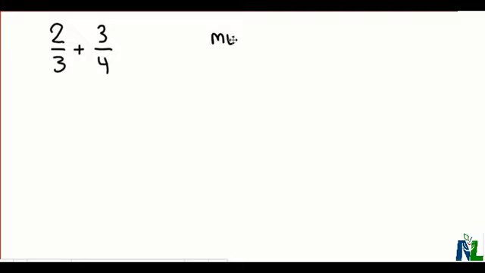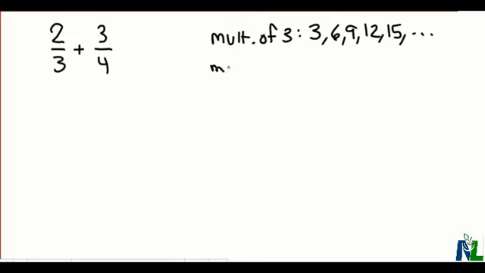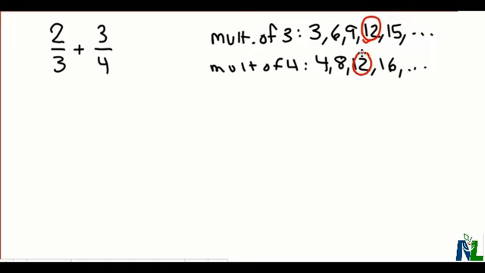And to find the lowest common denominator, we can write out some multiples of 3. 3, 6, 9, 12, 15, and so on. And let's write out some multiples of 4. So you have 4, 8, 12, 16, and that's definitely enough because you should be able to see that 12 is actually the lowest common multiple of 3 and 4.